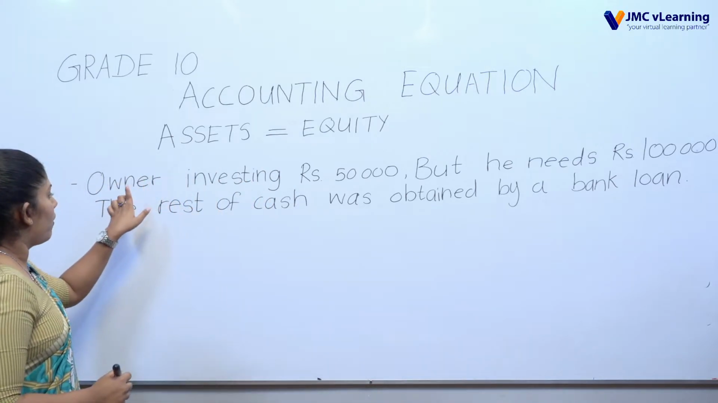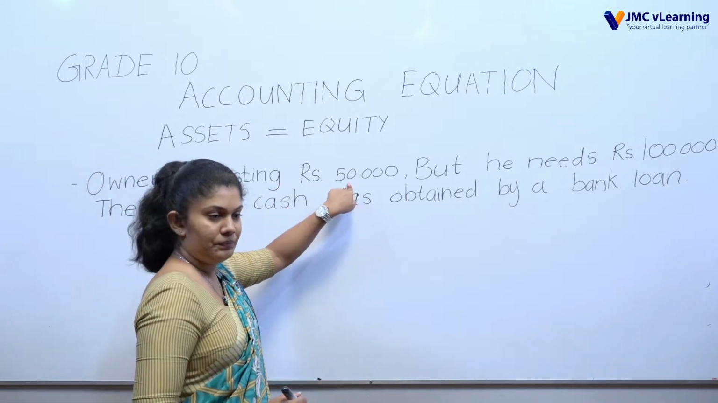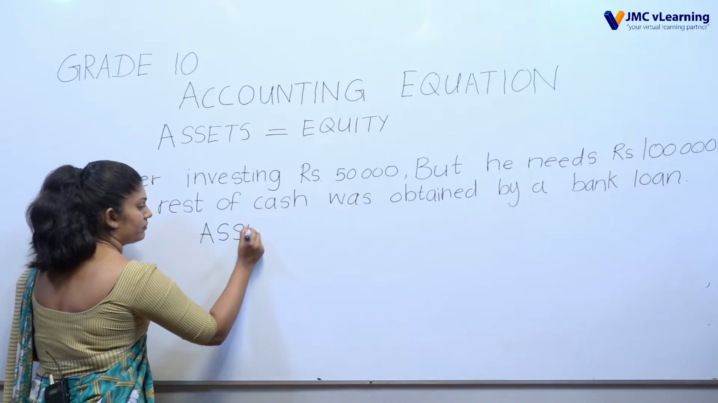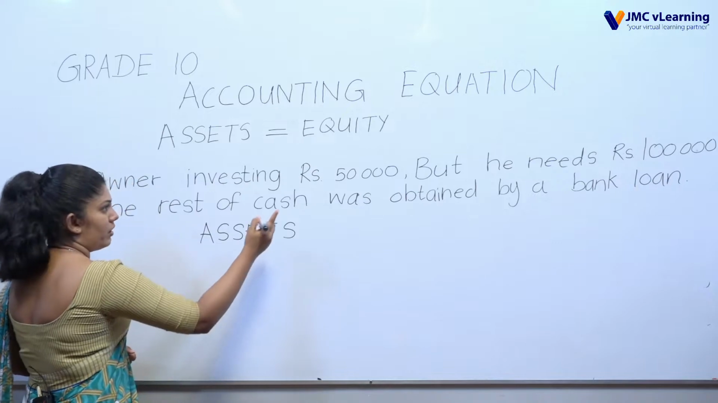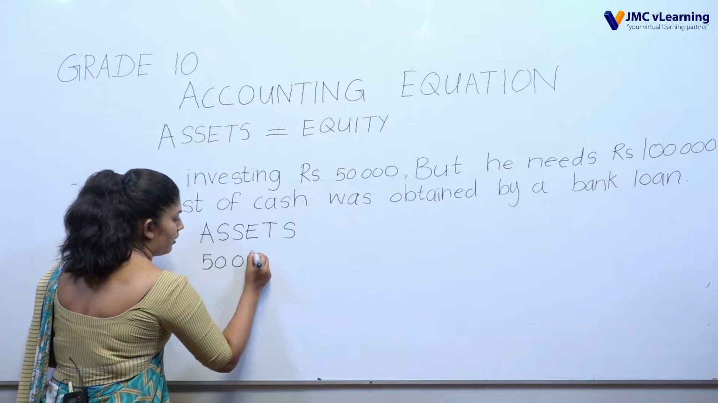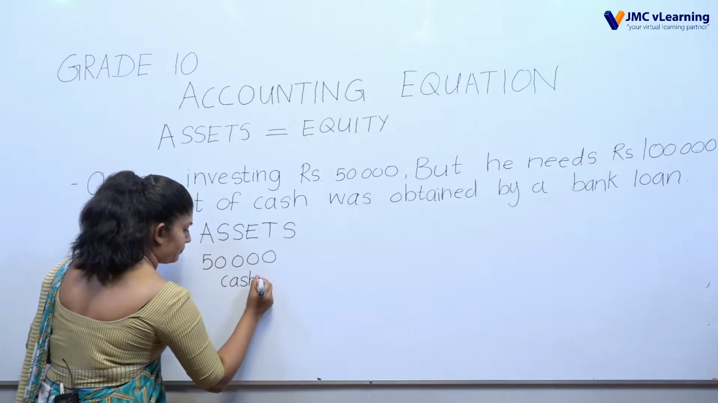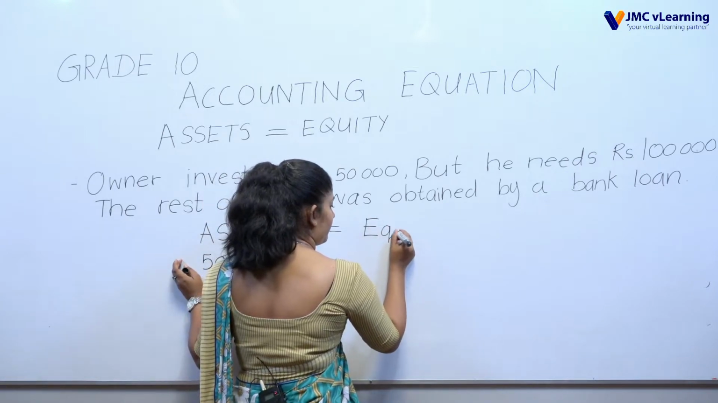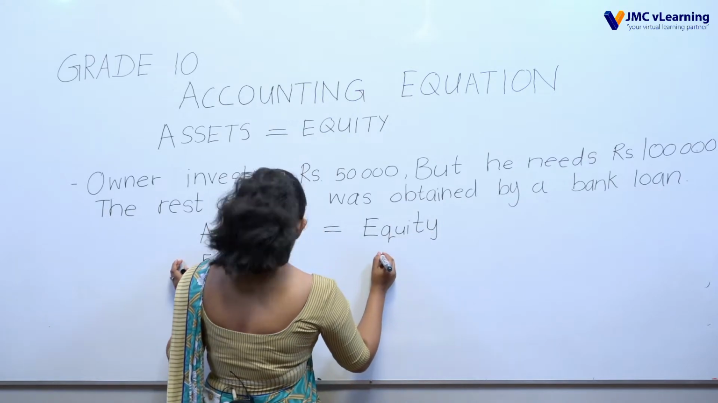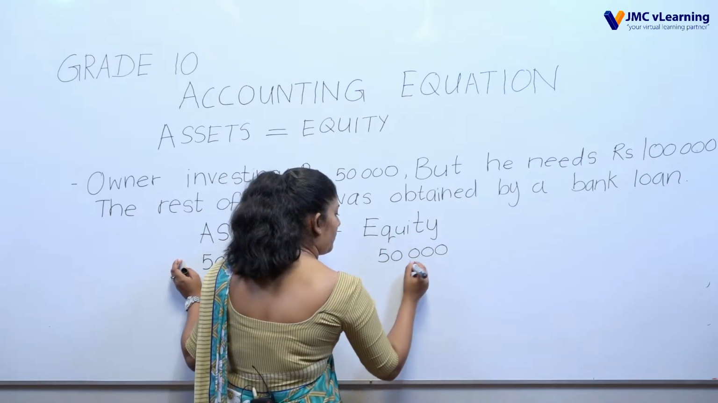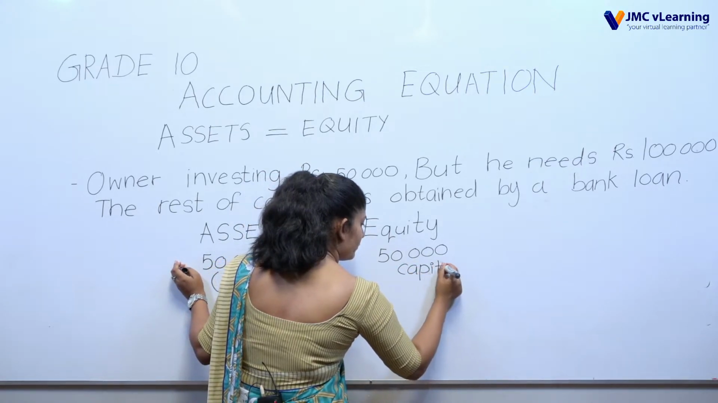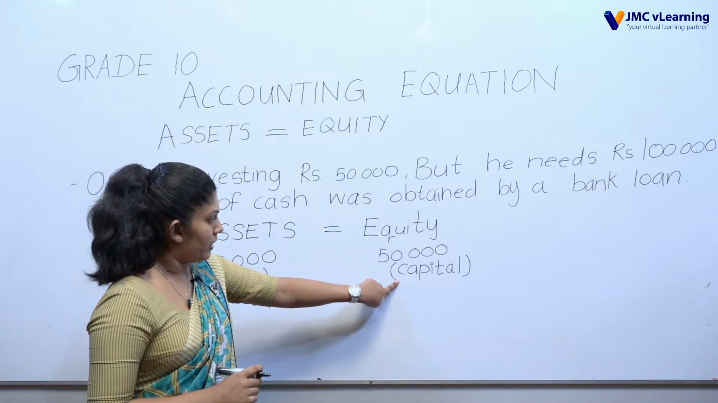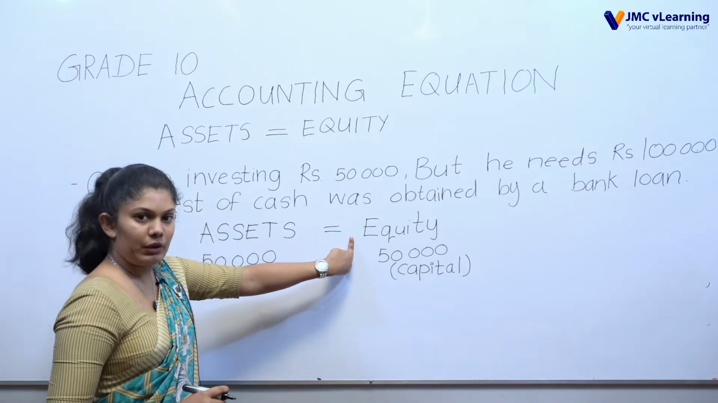Now first of all, let's record this one. Owner investing 50,000. Just like the previous example, we have assets. Assets how much? 50,000 we get from the owner, cash. This is provided by the owner. Therefore, it belongs to the owner. Equity, 50,000 capital. Because it is invested by the owner at the beginning of the business, we recognize it as capital, and capital belongs to the owner, therefore equity.